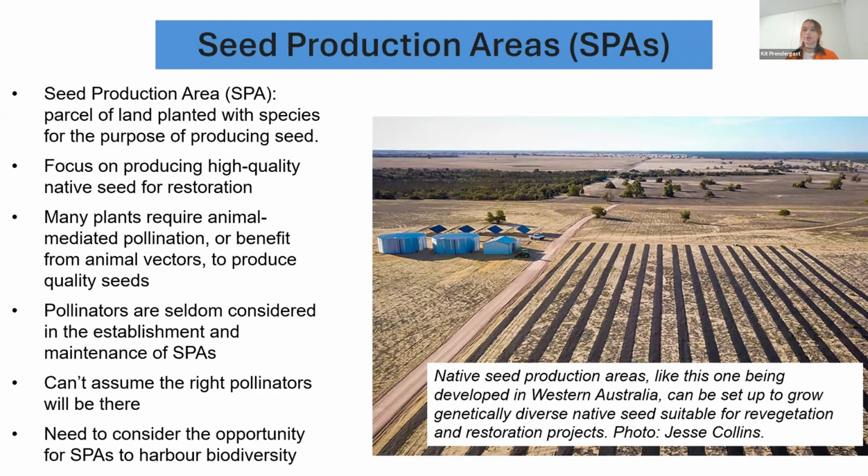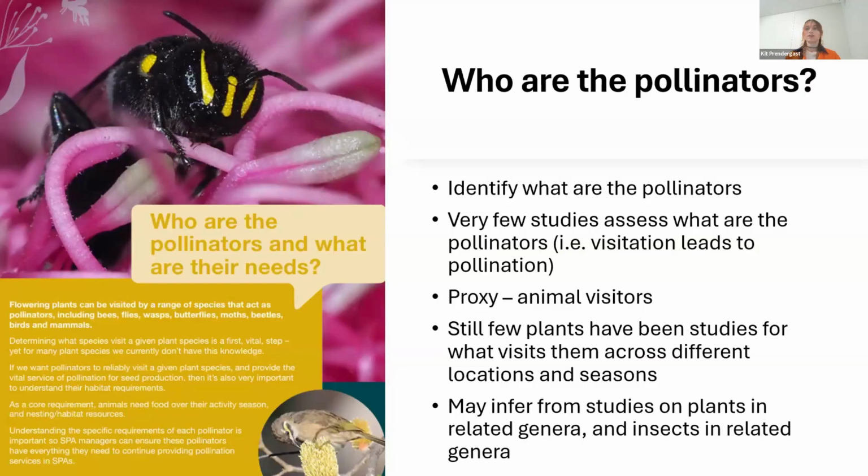And you can't just assume that pollinators are going to be there or that they'll come there. Pollinators need more than just plants, they need other resources. And so I've developed with Greening Australia a framework on how we can design seed production areas to promote both the seed production, pollination, as well as the pollinators and wider biodiversity. So we first need to know who the pollinators are.